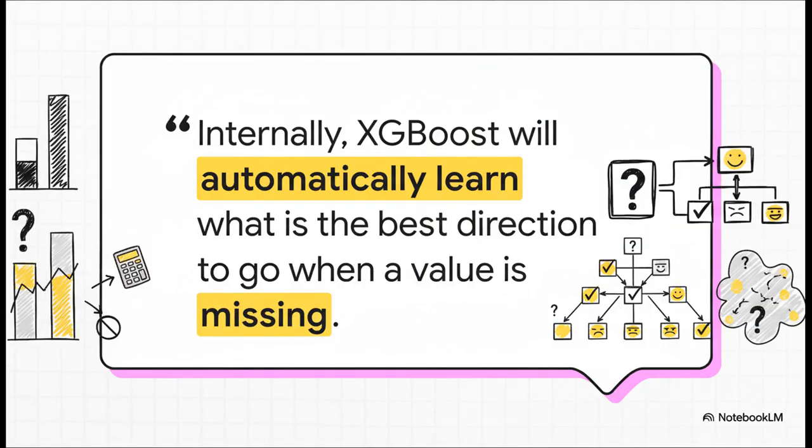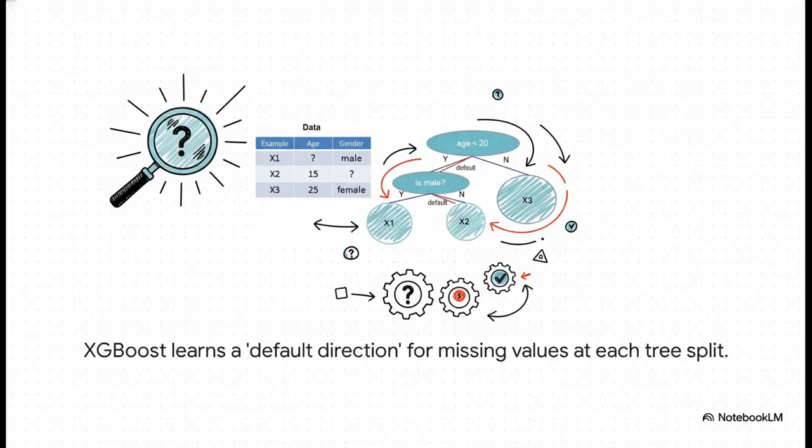Now for its second superpower, how it handles missing values. Usually this is a massive headache for data scientists. You have to decide up front, do you fill in the missing data with an average? Do you just drop the entire row? Well, as Tianqi Chen, the creator of XGBoost, puts it, the algorithm is smart enough to just figure it out on its own. And the way it does this is called sparsity-aware split finding.